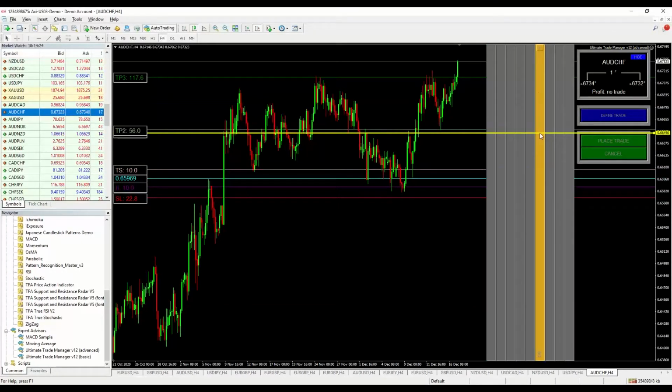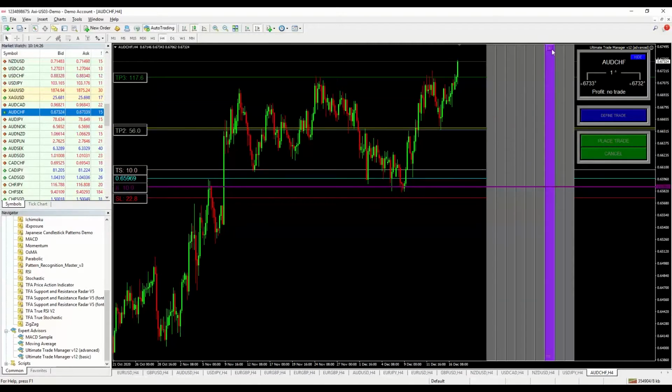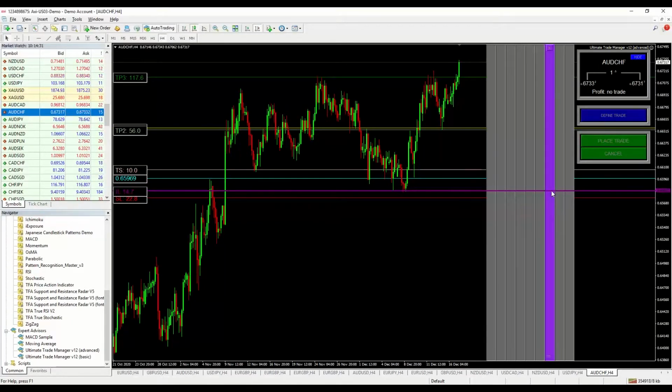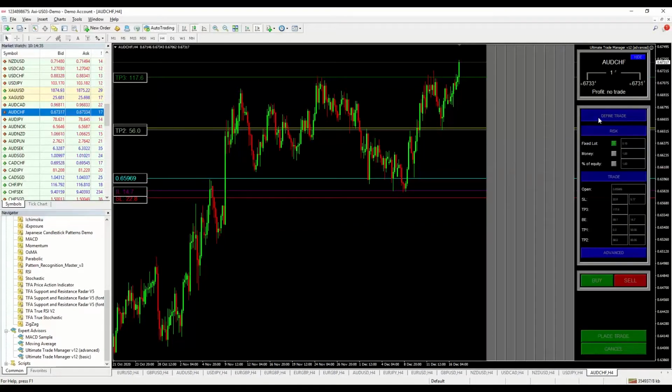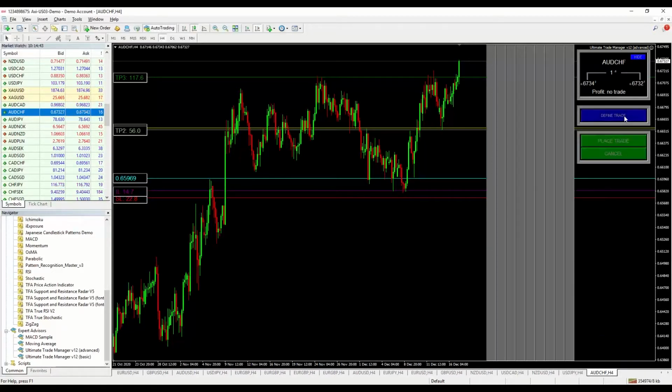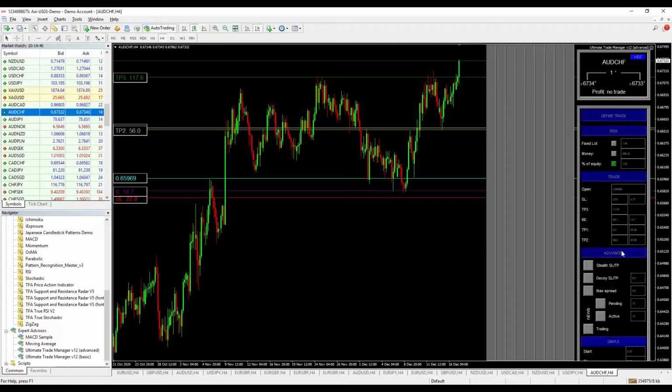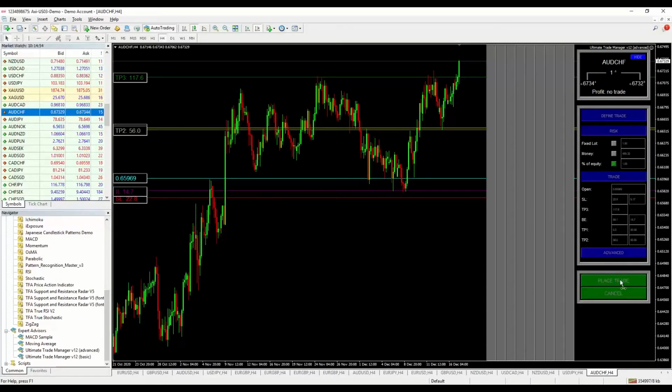Do we want to break even? We can move it here too. Do you want to idea invalidate? Maybe if price comes down to here, we get out at break even. We don't need a trailing stop loss. Define the trade: how much do we want to risk on a trade? Do you want to risk 1% on the trade? Do we want to hide our stop loss? Do we want to put a decoy to the stop loss? All of these things are possible with this trade manager.